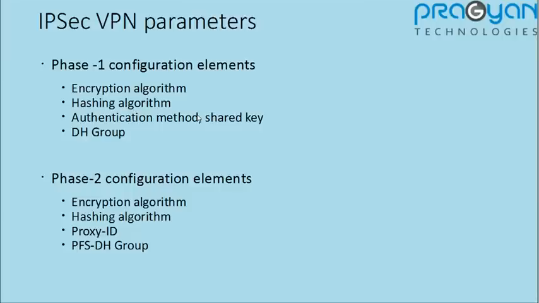Let us look at what configuration elements you'll have to configure. In phase 1, you are establishing a phase 1 SA. That means both peers agree on the encryption algorithm that is going to be used, the hashing algorithm, and the authentication method. Is it going to be a pre-shared key, or are you going to use some kind of certificate to do the authentication? Also, a key element of phase 1 is Diffie-Hellman key exchange.